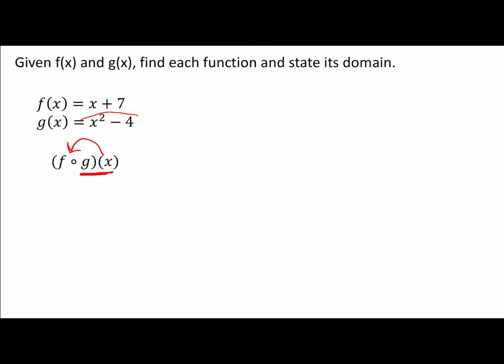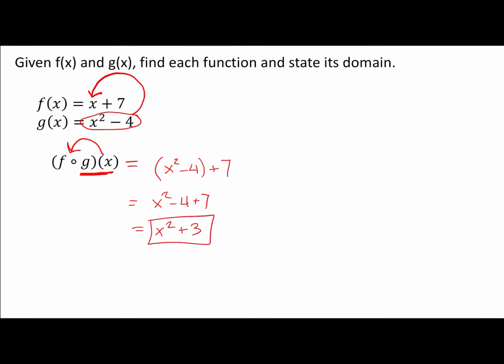Okay, so what we do over here, we just take g of x and we plug it into f of x. So we take this whole thing of g of x and we plug it into our variable for f of x. So instead of x plus 7, I'm going to replace that x with x squared minus 4. And then we have our plus 7. And then you just simplify if you can. So x squared minus 4 plus 7, we combine like terms, and we get x squared plus 3.